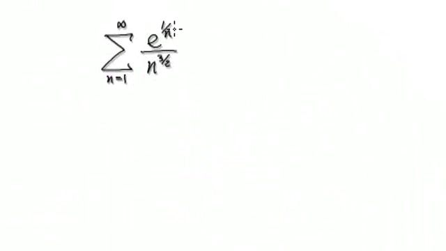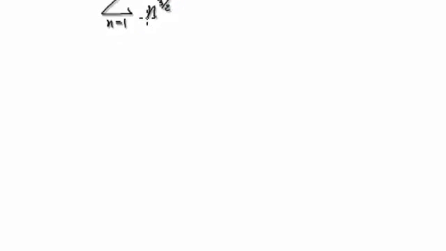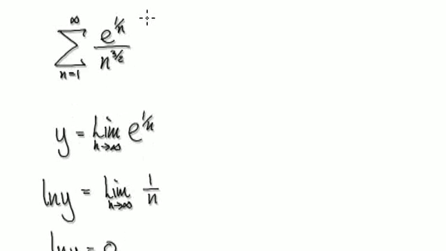So let's go back to try and understand what's going on here. Let's just try and understand this bit here: the limit of e to the power of 1 over n. Let's just say the limit is y. So we are trying to investigate this bit here.